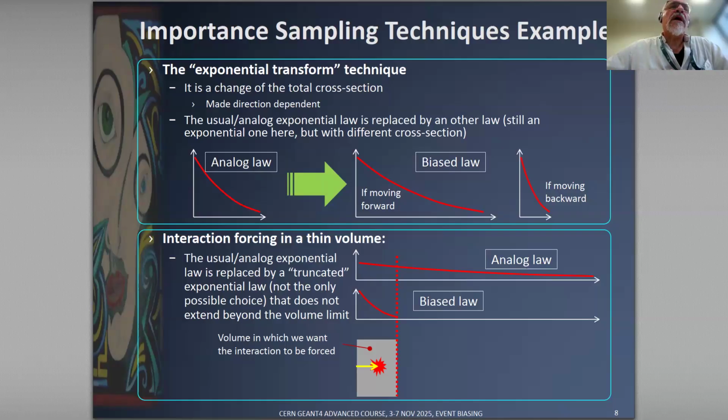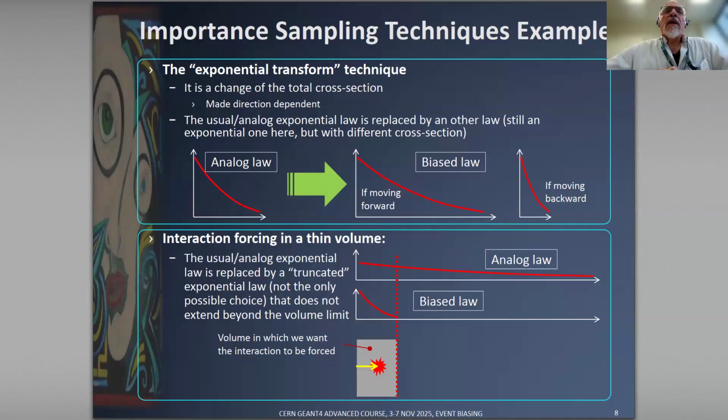So if I start from the analog law on the left, with a classical exponential distribution, then when you are moving forward, you will use a weaker cross-section so that you can penetrate deeper inside the shield. And if you are going backward, then you are using a stronger, let's say, absorption cross-section so that your particles will disappear quicker.